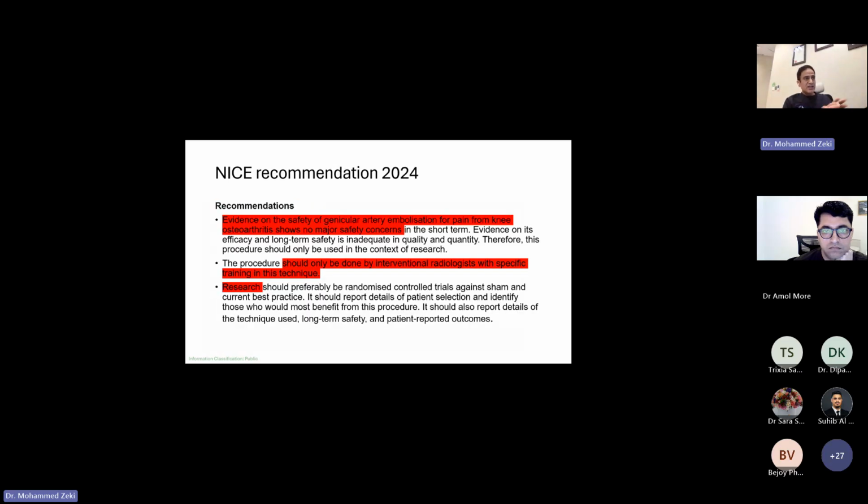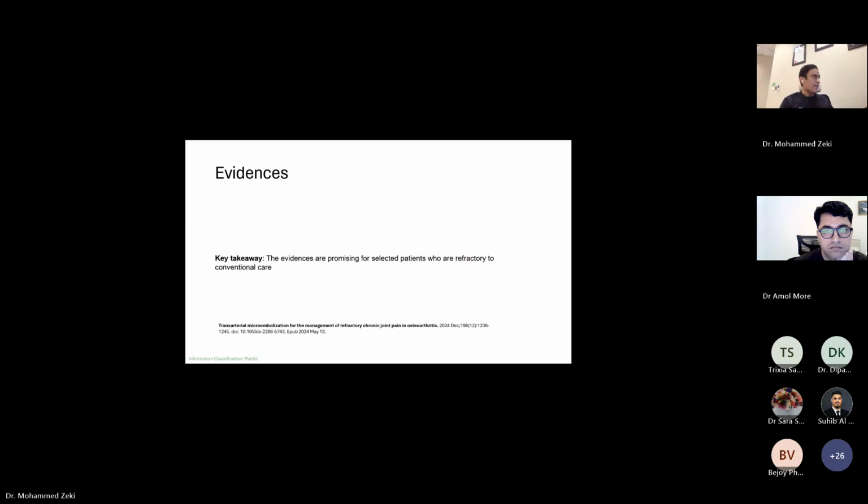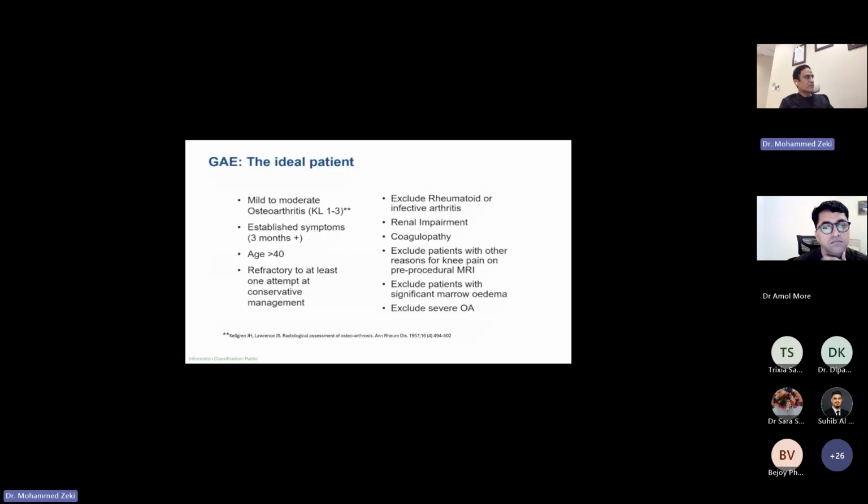Now it's also in the NICE guidelines. Last year, NICE guidelines said this procedure is safe and should be performed by an interventional radiologist with specific knowledge and training. It is delicate. It needs somebody who knows the anatomy and knows how to deliver the medication safely. And it asks also for more research. So the takeaway from all this evidence is that it's a promising procedure. It's been done in Europe, in the US, and in Asia with really good outcomes.